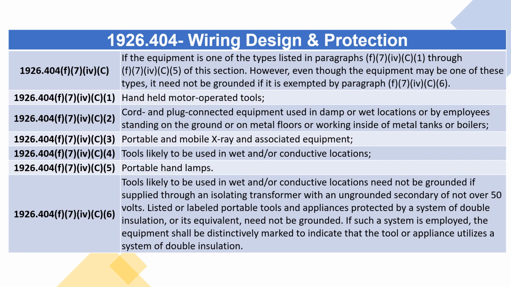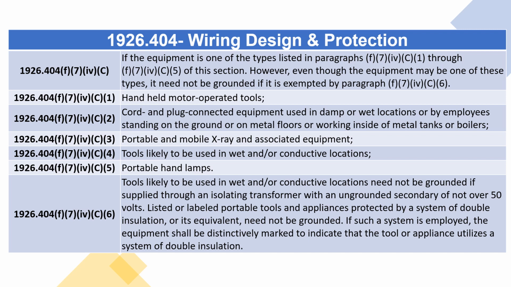1926.404 F7(4)(c). If the equipment is one of the types listed in paragraphs F7(4)(c)(1) through F7(4)(c)(5) of this section. However, even though the equipment may be one of these types, it need not be grounded if it is exempted by paragraph F7(4)(c)(6). 1926.404 F7(4)(c)(1) through 1926.404 F7(4)(c)(6). Handheld motor-operated tools, cord and plug connected equipment used in damp or wet locations or by employees standing on the ground or on metal floors or working inside of metal tanks or boilers.